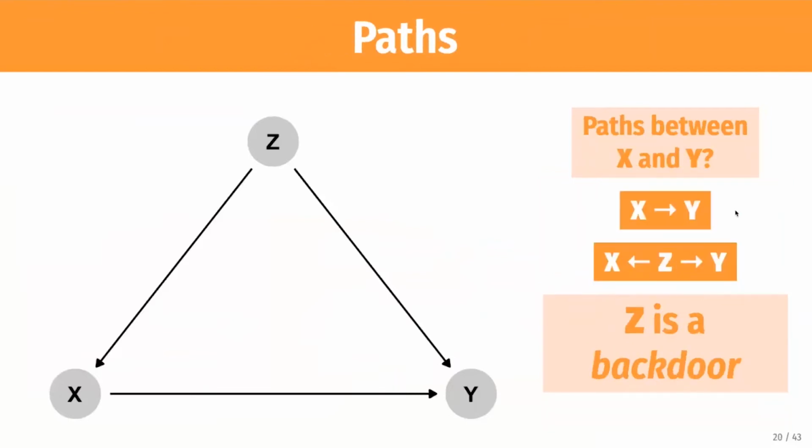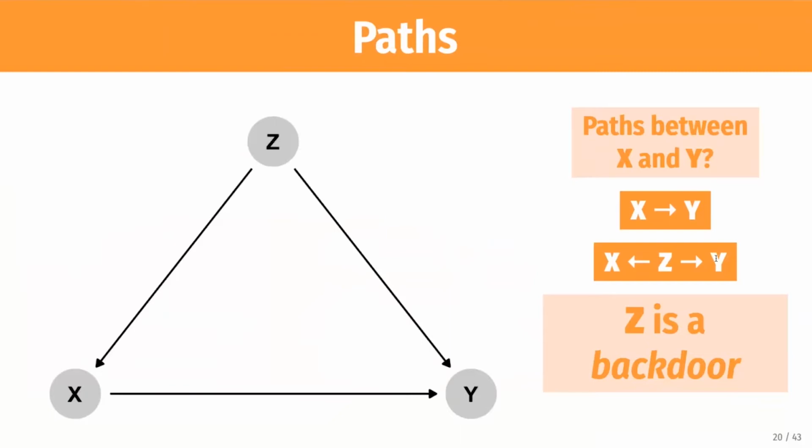So another way of talking about this using DAG language is that Z is a backdoor to the X and Y relationship here. And the way you can figure that out is if you write down all of the paths between X and Y. So you can go directly from X to Y. You can also go from Z to X to Y. So that's another path that you can go from X to Y using some sort of pathway there.